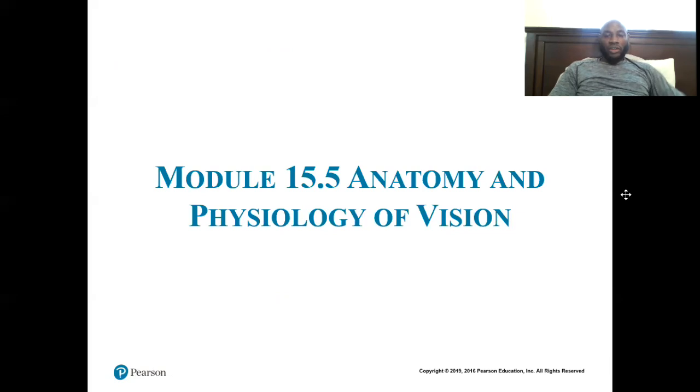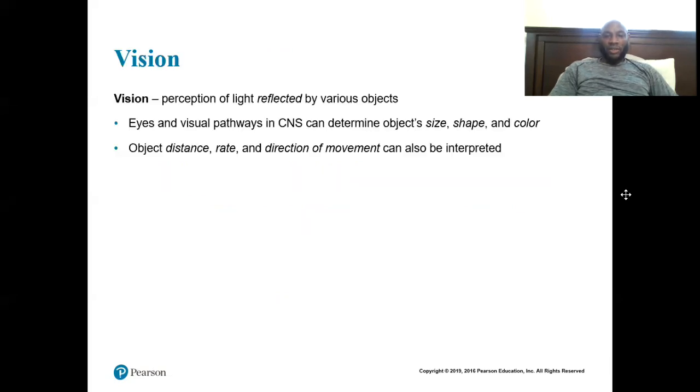So how do we see? Vision is the perception of light reflected by various objects. Light is reflected into our eyes. The eyes and visual pathways in the CNS can determine an object's shape, size, and color, distance, how fast it's moving, and direction of movement.